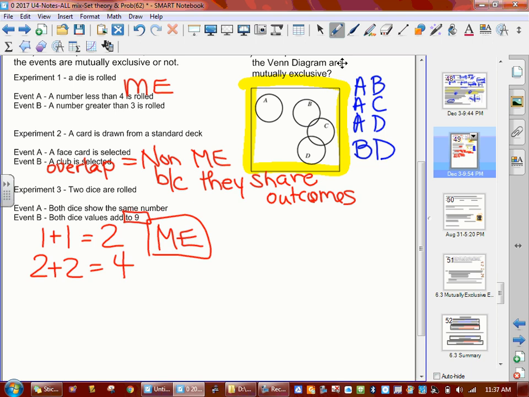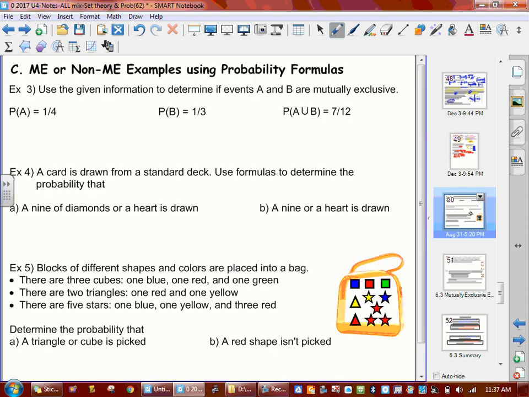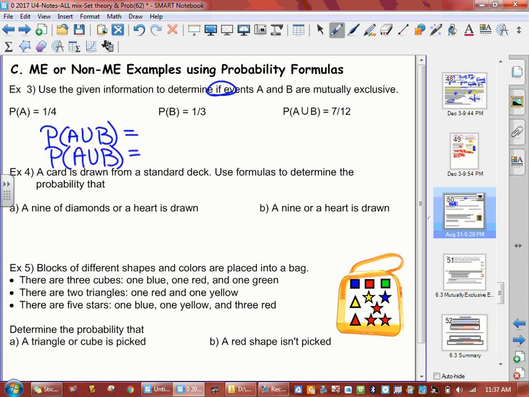All right, let's take a look at our last couple examples here. We want to know, when we're using our probability formulas, if the events are mutually exclusive. On our formula sheet, we're going to use 2 different formulas. One of them is the probability of A or B, and this other one is also the probability of A or B. The first one I'm going to show you is for mutually exclusive. The second one is non-mutually exclusive. I want you to let me know if you know why.